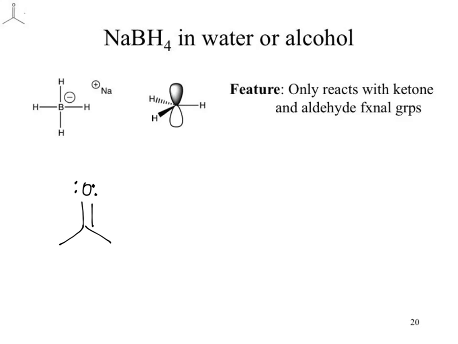Where's that H minus coming from? How does that work? Go back to the Lewis structure of your boron. Boron is happy with only 6 electrons around it. It doesn't want the full octet, which means it has that empty p orbital. What can I drop into that empty p orbital? A pair of electrons from my hydride. So sodium borohydride temporarily stabilizes the hydride nucleophile long enough that we can actually use it as a reagent to reduce our carbonyls. It won't react with alkenes.